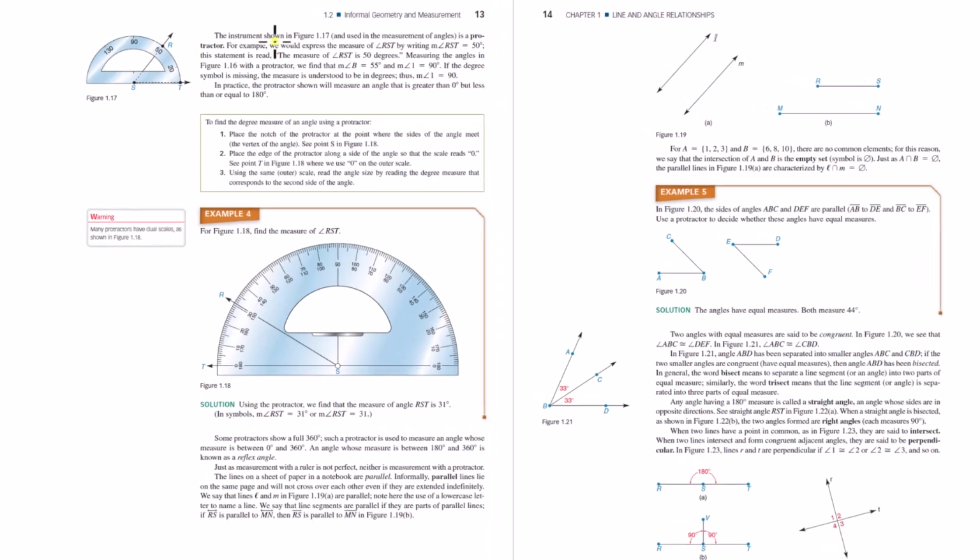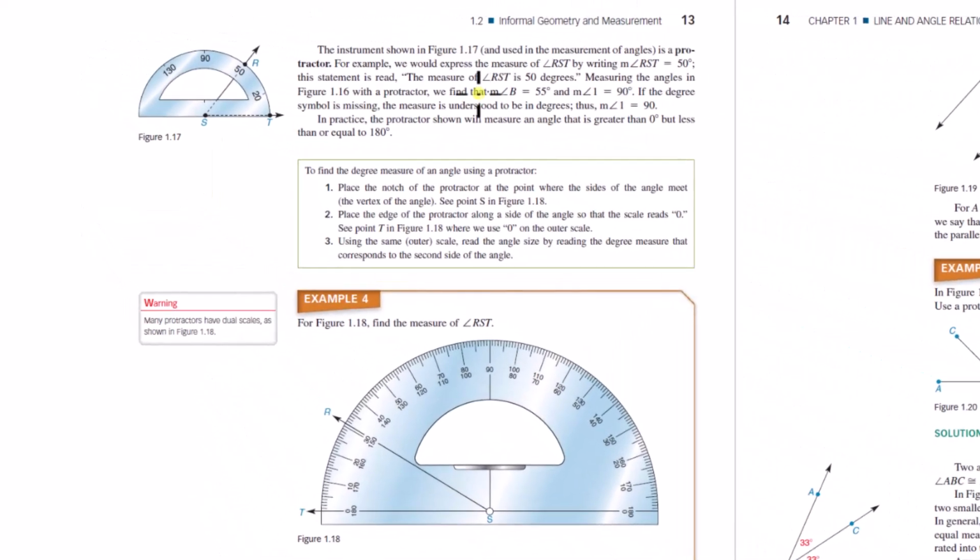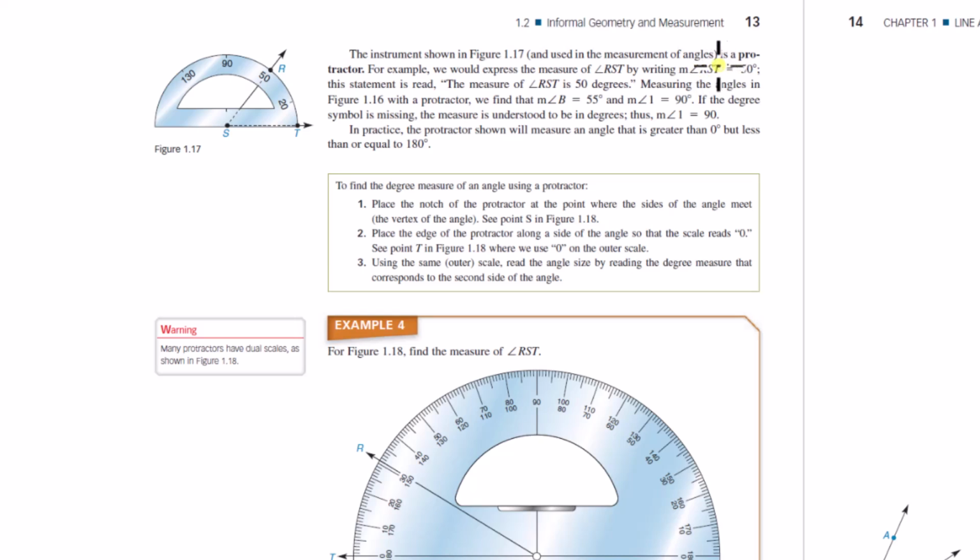All right, the instrument shown in figure 1.17 and used in the measurement of angles is a protractor. So the parallel to a ruler for the measurement of linear distances, when it comes to angles, is a protractor. But just like there are different ways of measuring linear distances than just with a ruler, obviously, there are all kinds of ways, but one of the basic ones for angles is a protractor.